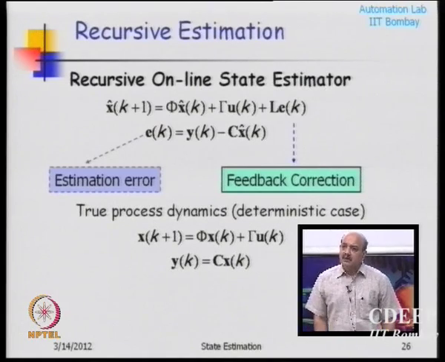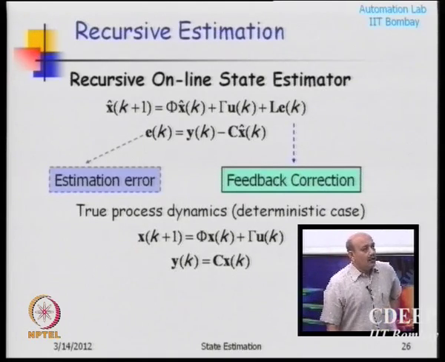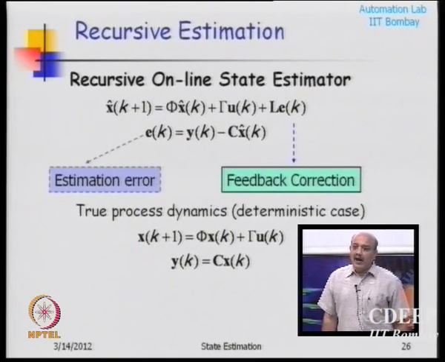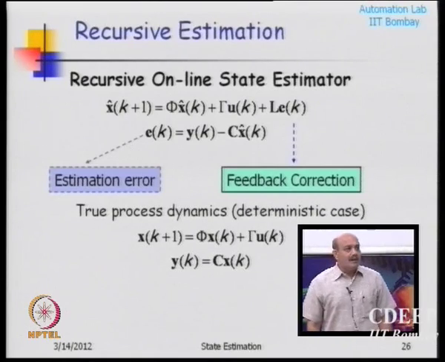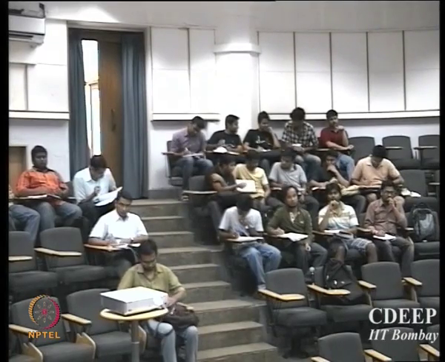What is the dimension of L matrix? Tell me. X is the number of states. Okay. Y is the number of measurements. What will be the dimension of L matrix? Number of states cross number of measurements. If there are 100 states and 10 measurements, L will be a 100 cross 10 matrix. For the reactor, L will be a 2 cross 1 because there are 2 states, 1 measurement.